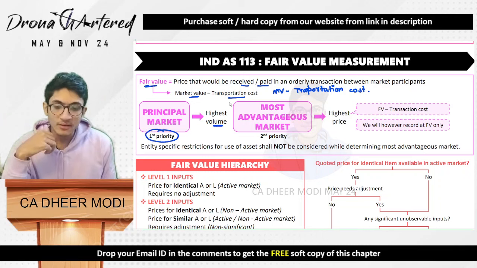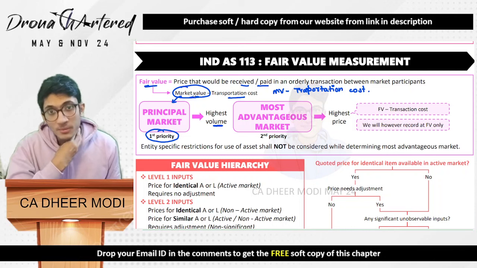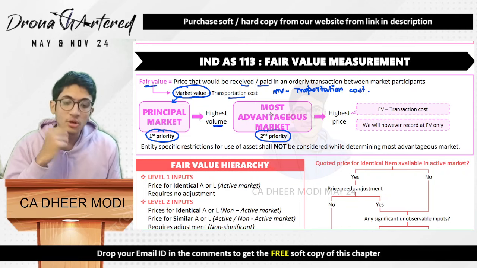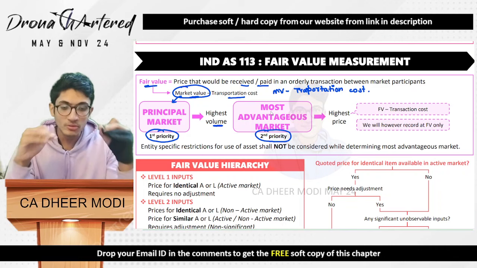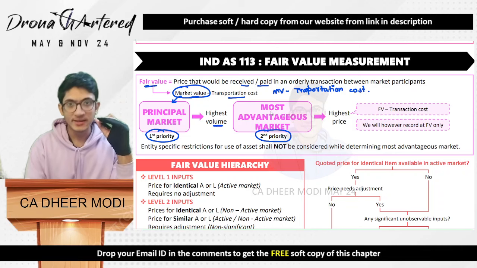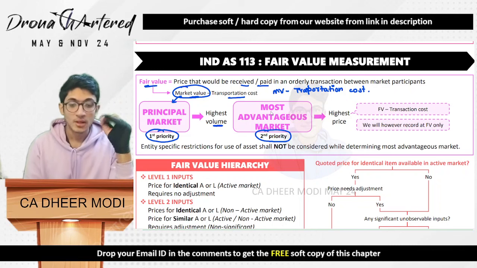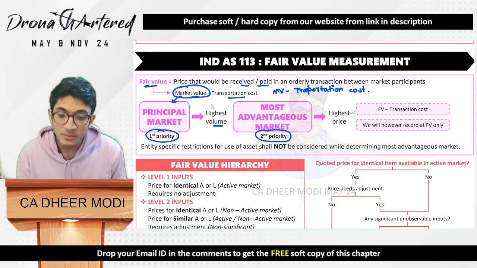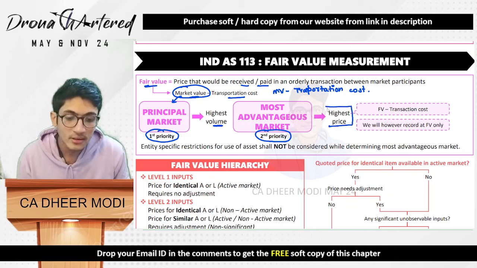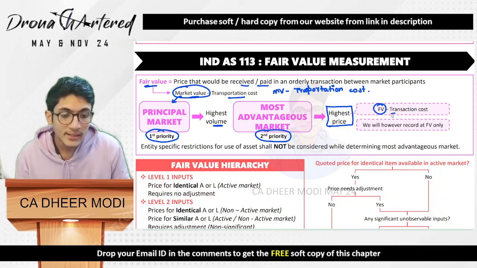The question comes, which market? So we understand that first preference will be given to the principal market. Second priority is your most advantageous market. That means the market where you will receive the maximum price for this. Usually in these markets, since there is not a lot of volume, there would be some transaction cost. So your principal market is the highest volume and your most advantageous market is wherever you receive the highest price. By price over here, we mean fair value minus your transaction cost.